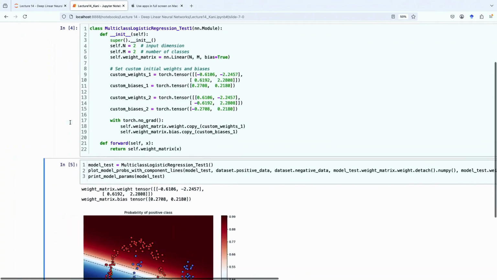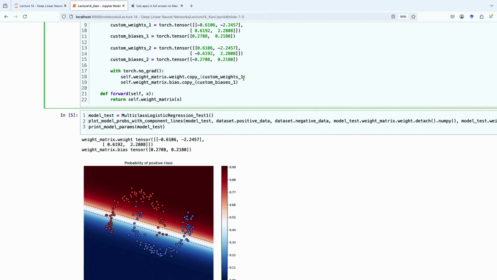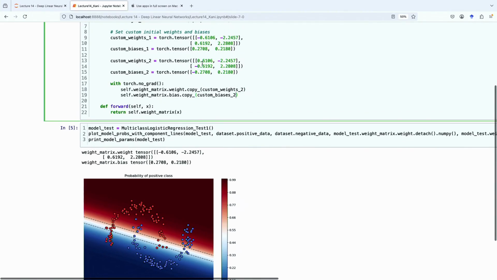So for the first set of values, custom weights and biases 1, we have a particular line, not the optimal one. It's not terrible, but it's not the optimal one, okay? This is one barrier. Now, if we change it to some other values, notice that the only difference between custom weights and biases 1 and custom weights and biases 2 is simply the negative sign on the x and bias.